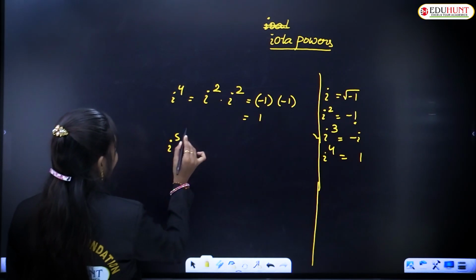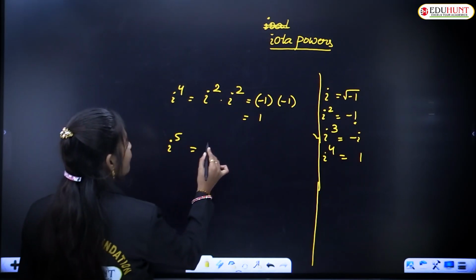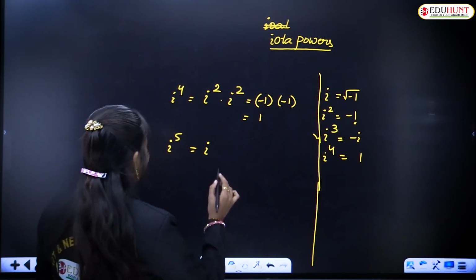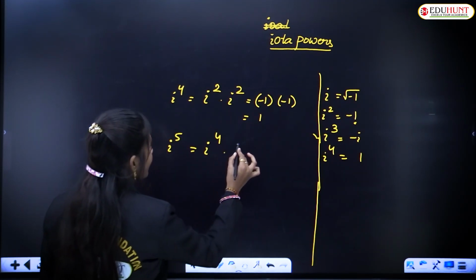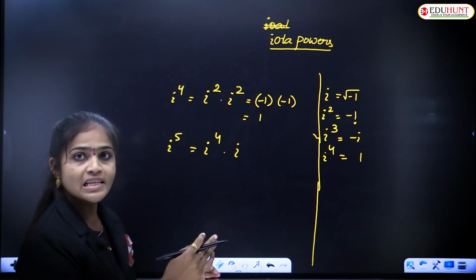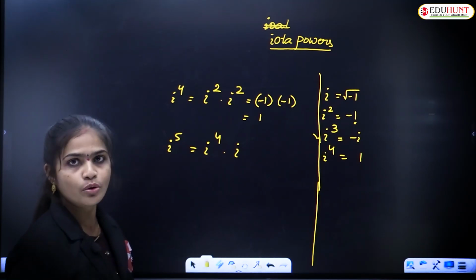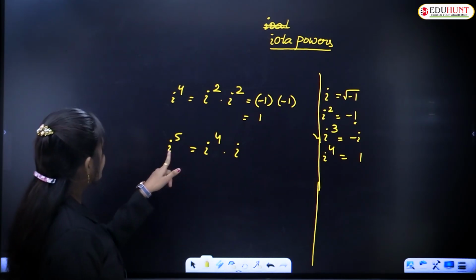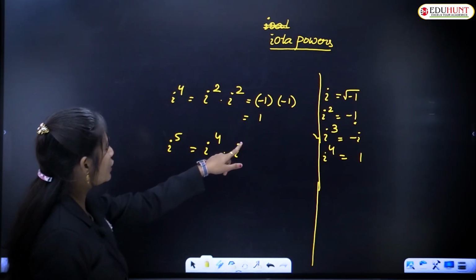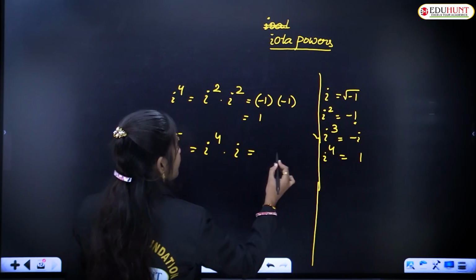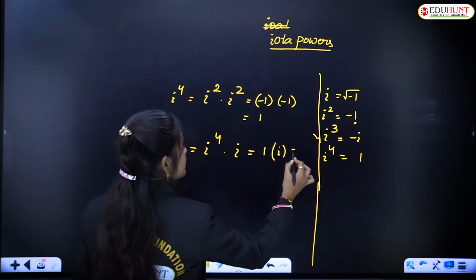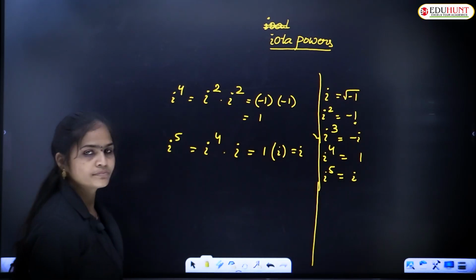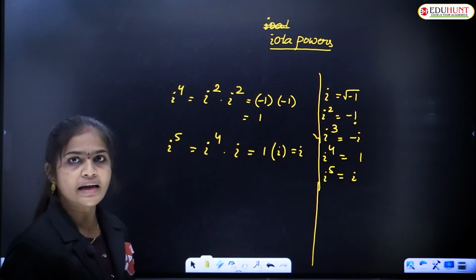Next, i power 5, just to find out. We can write i power 5. Already we know the i power 4 value, so I want to write this as i power 4 into i. By using that known value we are finding the unknown value. So here the known value is i power 4. So i power 5 is equal to i power 4 into i. i power 4 is equal to 1, and 1 into i is equal to i. So i power 5 is equal to i.